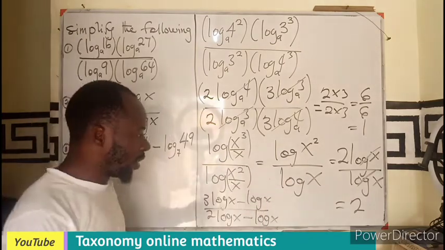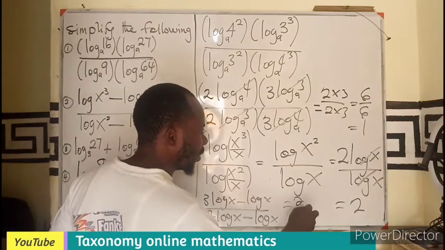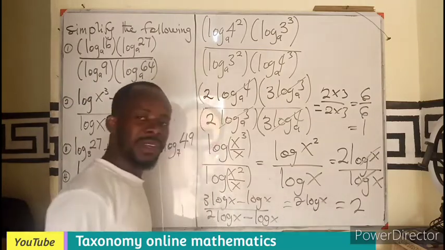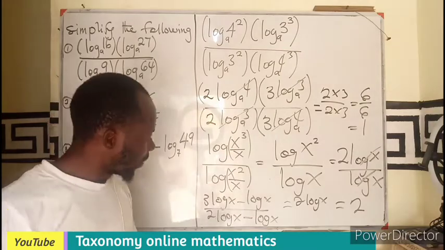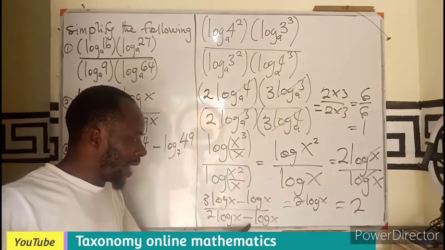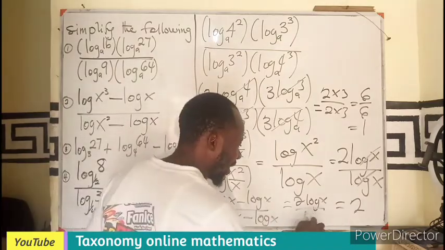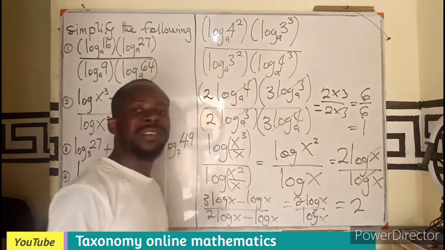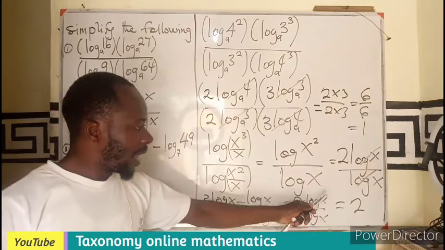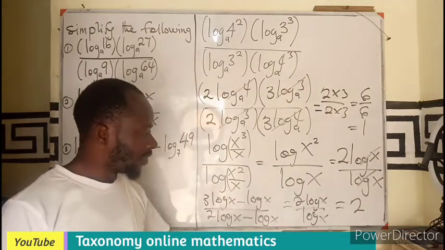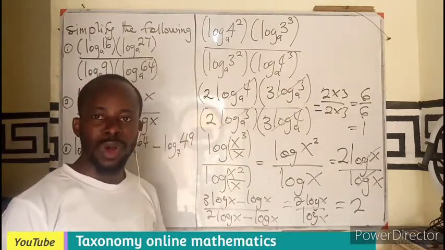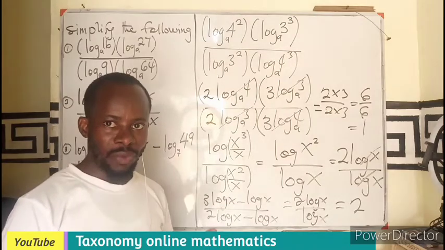3y minus y will give you 2y. Meaning in this case, you'll be having 2 log x, since log x is y. 2y minus y will give you only y. And the y in this case is our log x. And still, the log x will cancel log x. Your answer will still be equal to 2. I believe you get it.